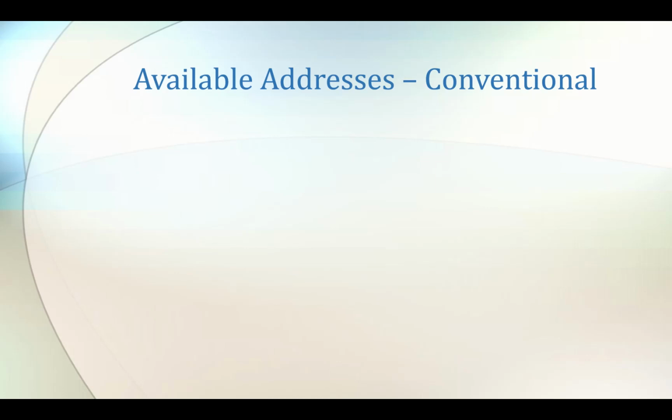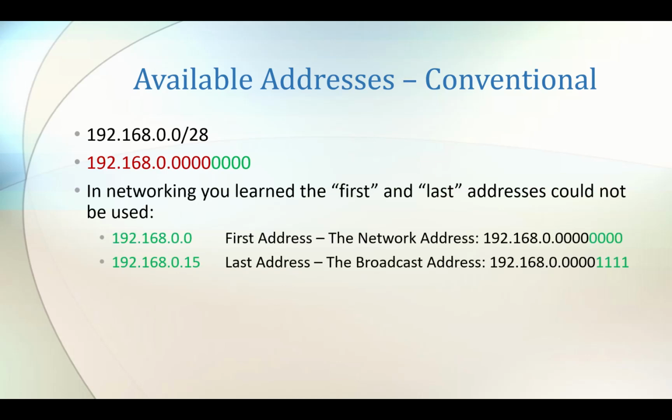Let's look at a conventional example first. Again, our 192.168.0.0/28 subnet. In networking, you learned the first and last addresses could not be used. In our case, that would mean 192.168.0.0 cannot be assigned to a host device, and 192.168.0.15, or the broadcast address for the subnet, could not be assigned to a host address.